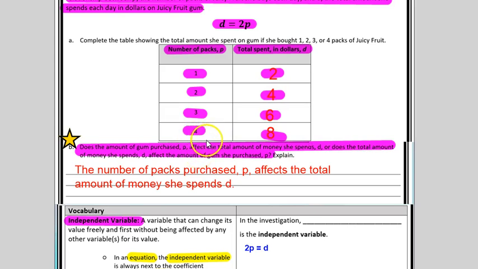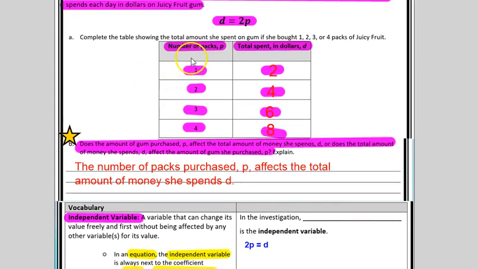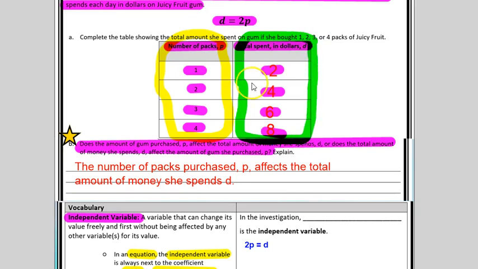For example, if this was 5, then the number on the right would be 10. But if they skipped and the next number that they put was 200, the number on the right would be much bigger than 10. So we call this the independent variable because we can put whatever number we want in this box. And we call this the dependent variable because the number that goes in this box depends on what number is in the box on the left side.